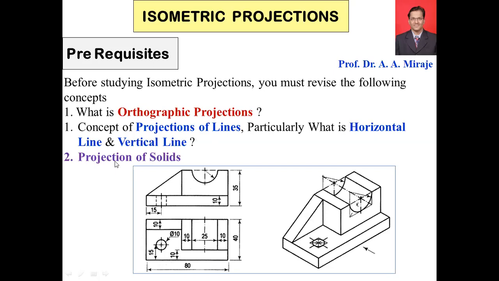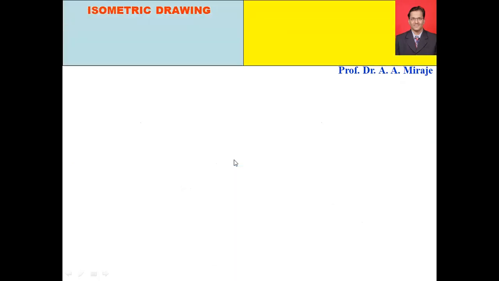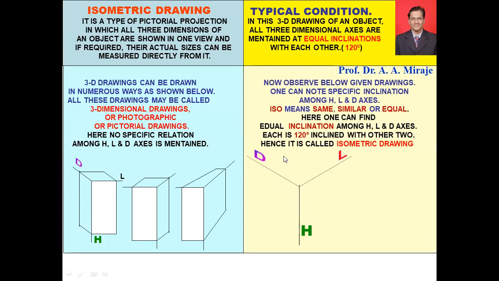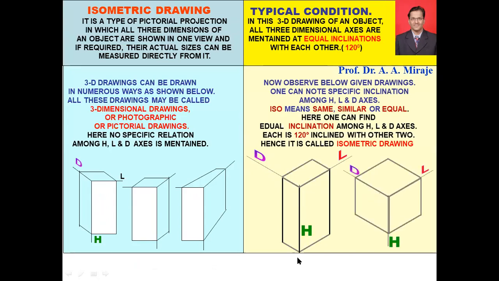The next concept is the projection of solid. In the projection of solid, we have studied this one. Before going to projection of solid, let me explain what is the meaning of the word ISO in isometric. See here, on the right side it is written that ISO means same, similar or equal. What is same, similar, equal? These are the 3 dimensions: one is the height dimension, second is the depth dimension, and third is the length dimension, which we also call width. Length or width, depth or thickness.